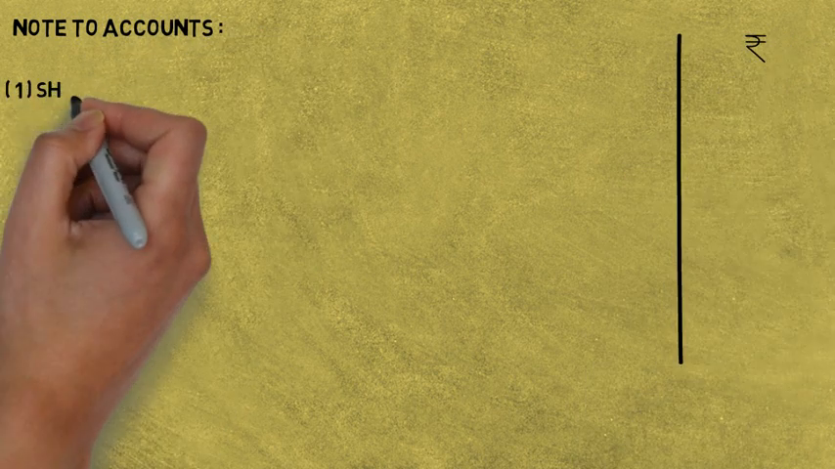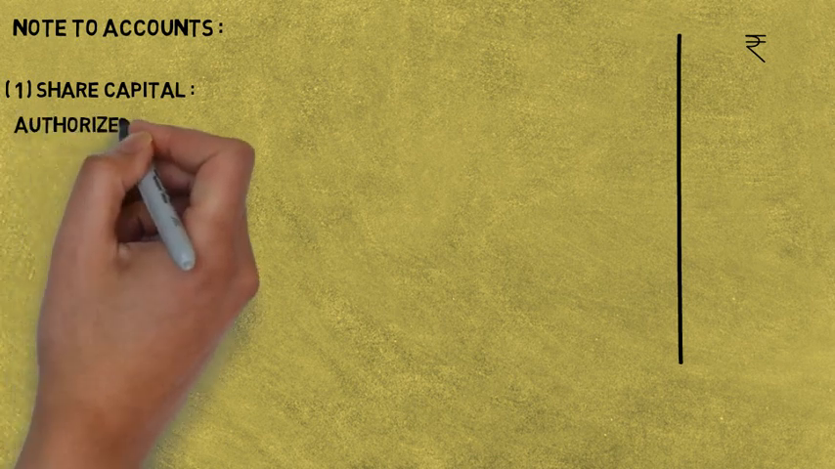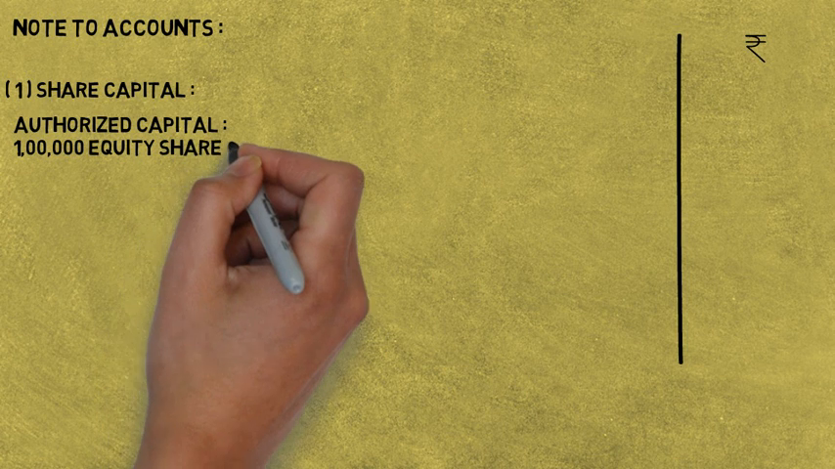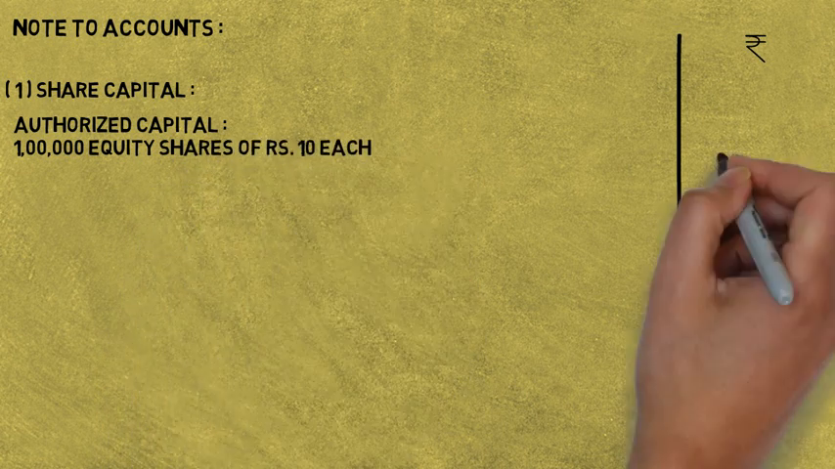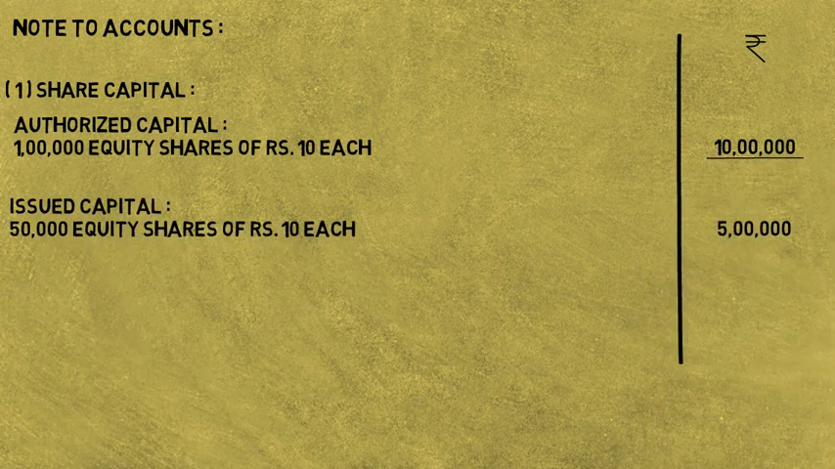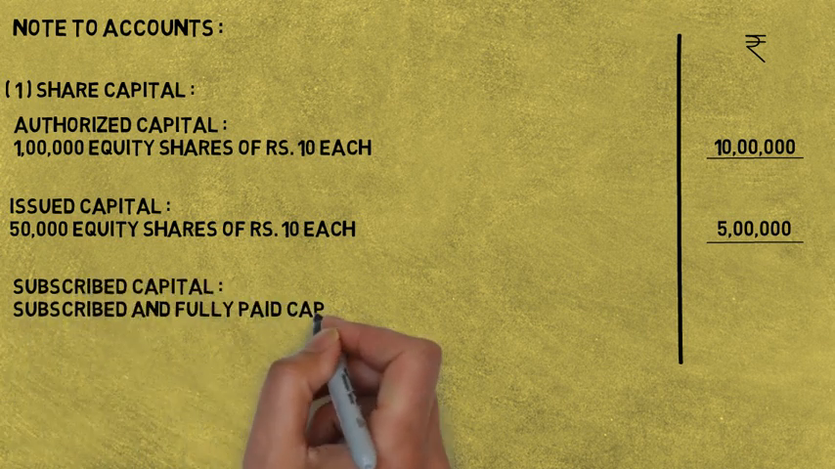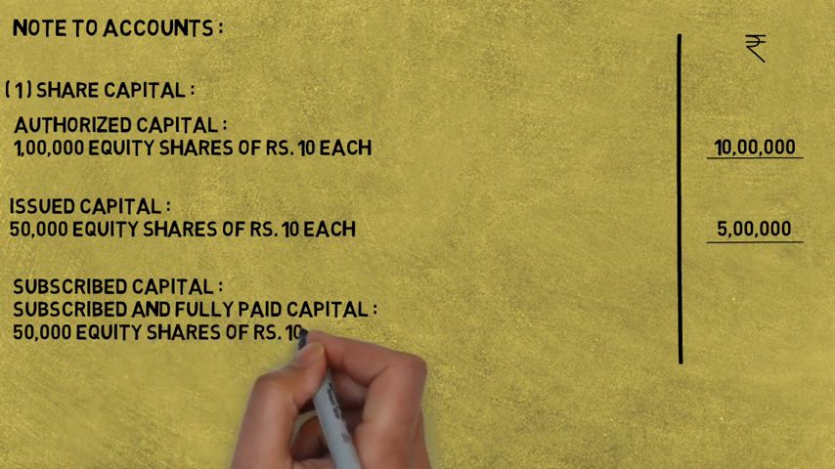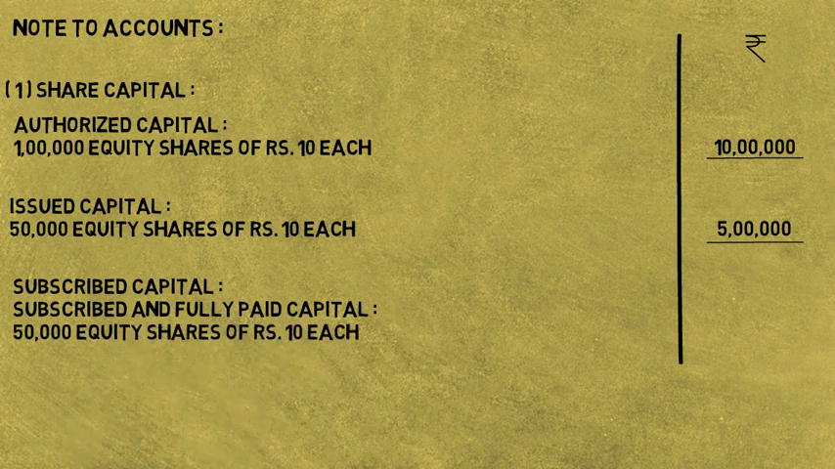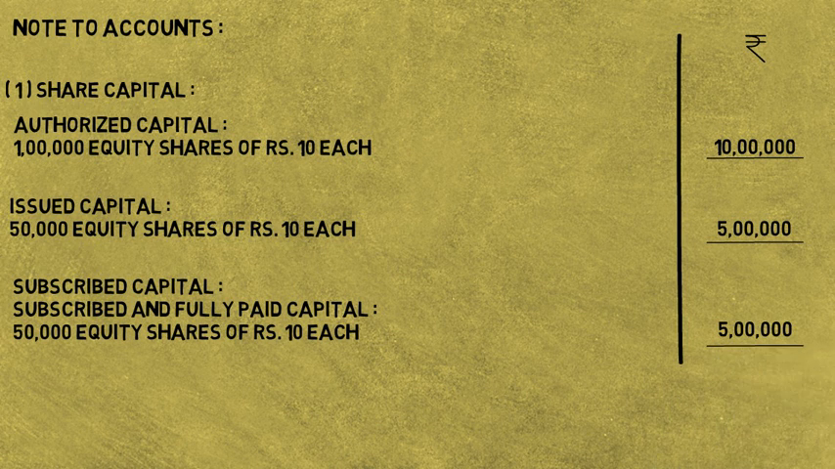Write the heading Note to Accounts. Here we will write the name of that subhead whose amount has to be calculated. Like here we have to calculate for share capital. So first of all, we have mentioned the authorized capital of the company, which is 10 lakh rupees. Then we have mentioned the issued capital of the company, which is 5 lakh rupees. And then the subscribed capital, under which we will also write subscribed and fully paid capital, which is also 5 lakh rupees. Now here we have not mentioned subscribed and not fully paid up, because all the amount has been given by the public.